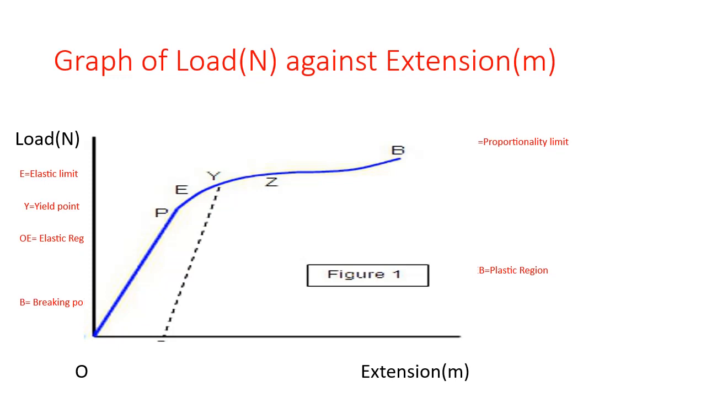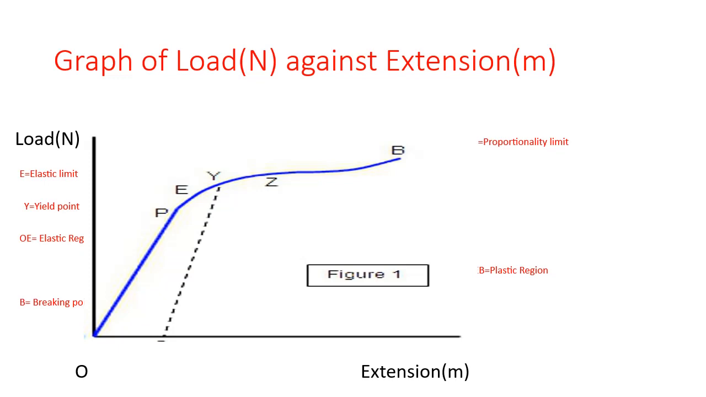From O to P, Hooke's law is obeyed. That's why you see that from O to P is a straight line. At this point, Hooke's law is obeyed because it's still within the elastic limit. But E is the elastic limit. When you pass the elastic limit, Hooke's law is no longer obeyed. The extension is no longer proportional to the force you're applying.